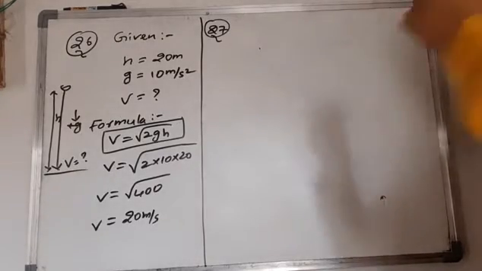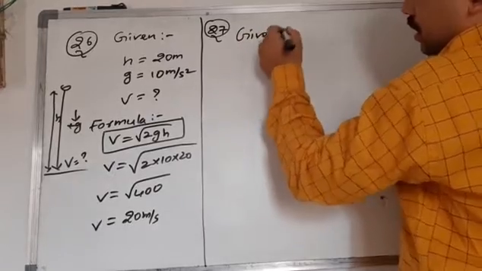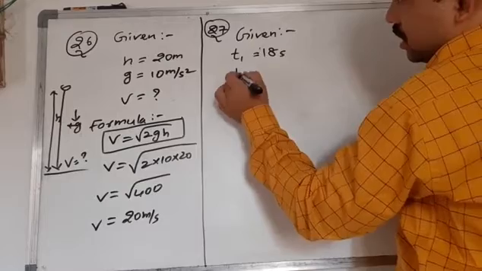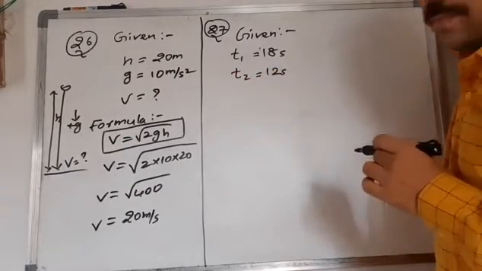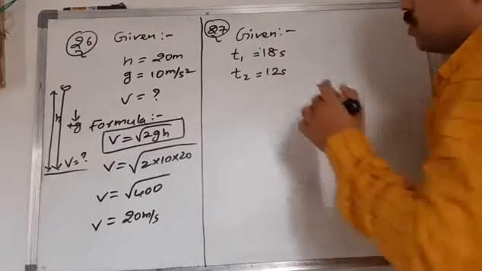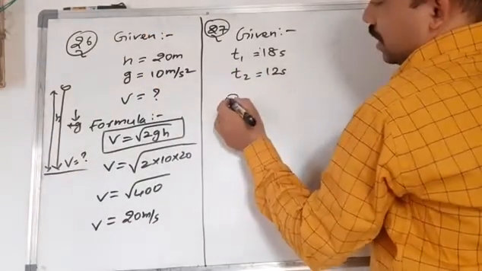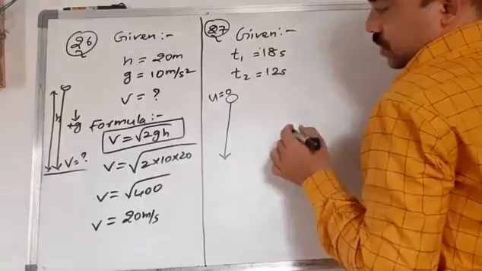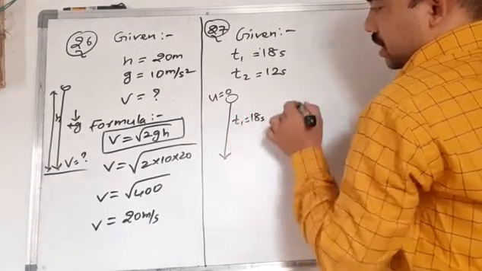Okay, next 27th question. He has given here two time periods. Given that t1 is equal to 18 seconds, t2 is equal to 12 seconds. Now what we have to do is, here one time the body is freely falling, so u is equal to 0, right? At the time t1 how much has it taken? 18 seconds it has taken.